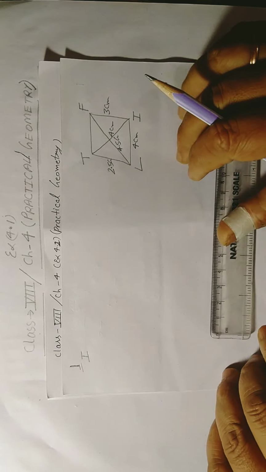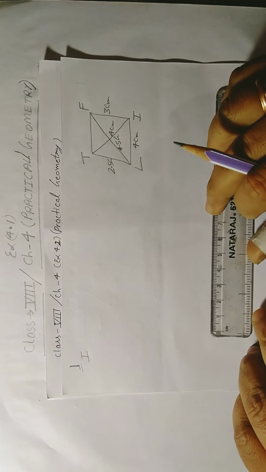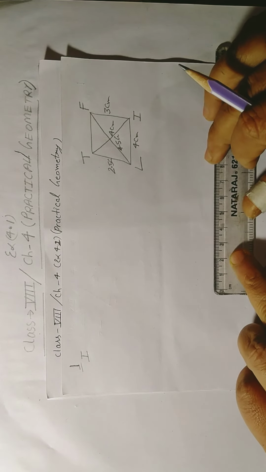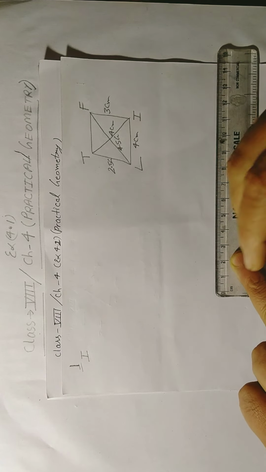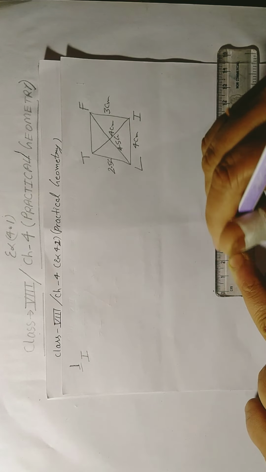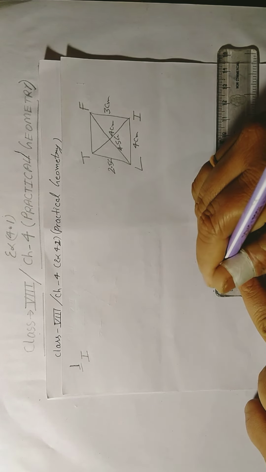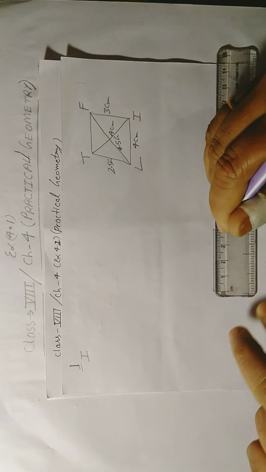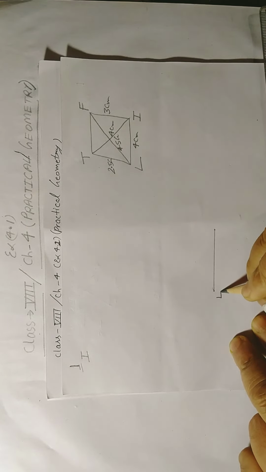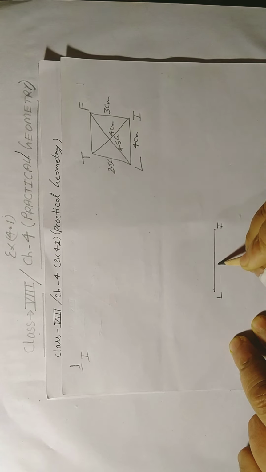Okay students, now we have to construct quadrilateral LIFT. So firstly we have to draw LI of 4 centimeter. So firstly we mark two endpoints, first at 0 and another at 4, and join these two endpoints. So it is a line segment LI whose measurement is 4 centimeter.